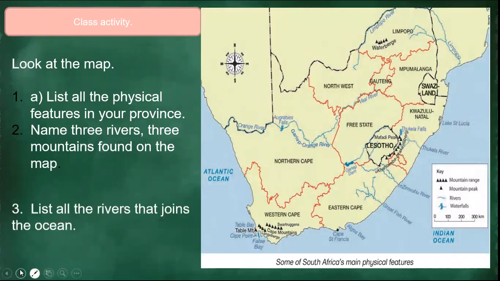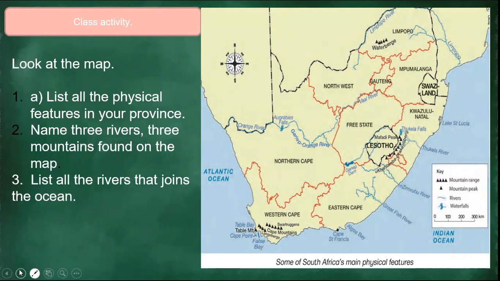List all the rivers that join the ocean. I want you to tell me all the rivers that are joining the oceans. We have 2 oceans. You tell me the rivers that are joining the oceans.